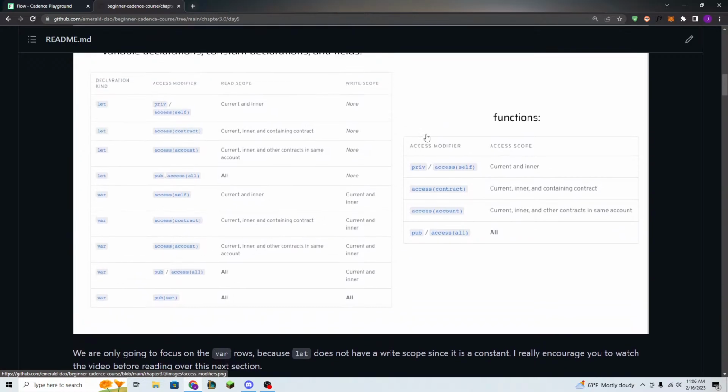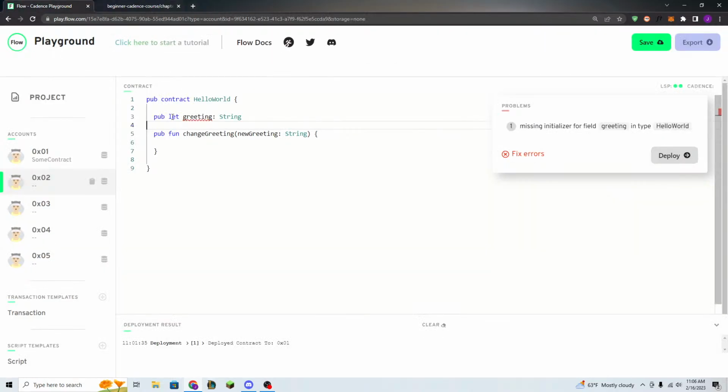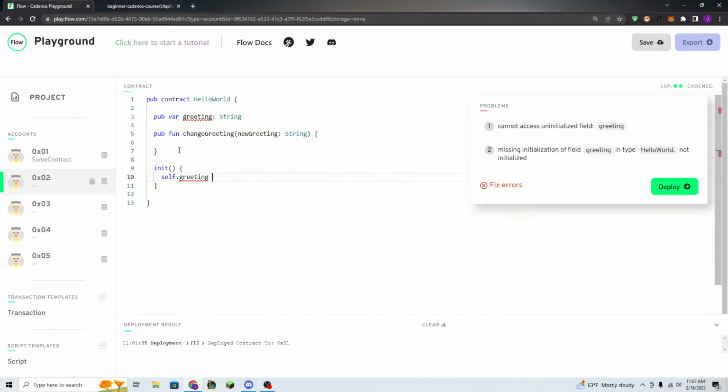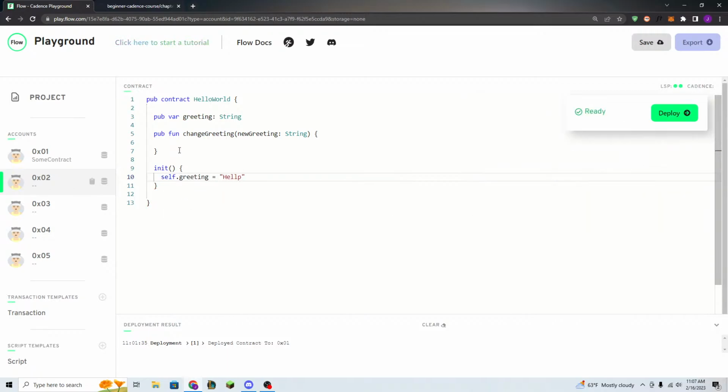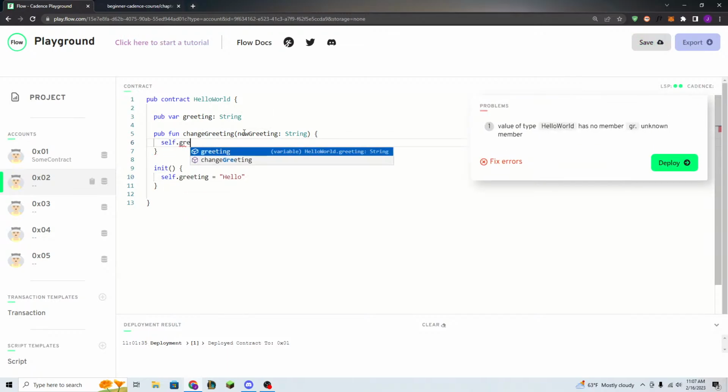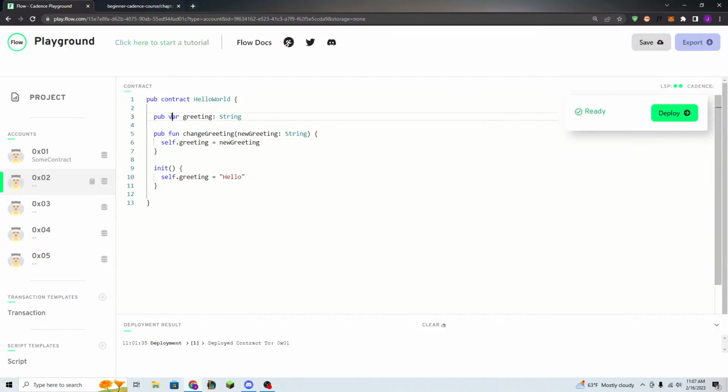So ignore the right side for now, so don't look at functions, just look at this left side. You'll see that for every row, there's a declaration kind, which has two types: let and var. Now remember I taught you that in Cadence, when you put var, that means you're allowed to change the variable. So let me show you what this means. If you do self.greeting equals hello, and that way we get rid of the errors. And then let's make a function called change greeting, and we say self.greeting equals new greeting. This is fine because it's var, which means that we're allowed to change this.